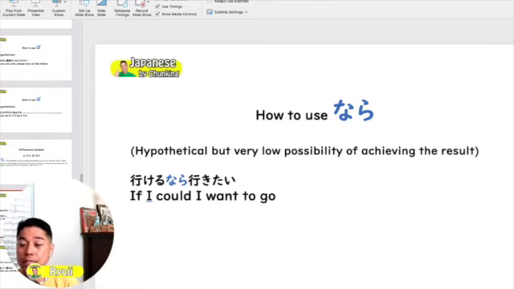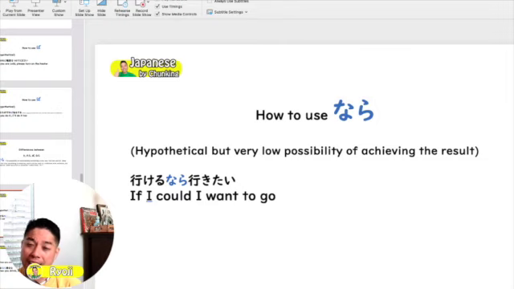Okay, so how to use なら。Hypothetical but very low possibility of achieving the result. So what does this mean? Let's take a look. 行けるなら行きたい。So this is a very Japanese way of responding if someone asks you if you want to go somewhere together.